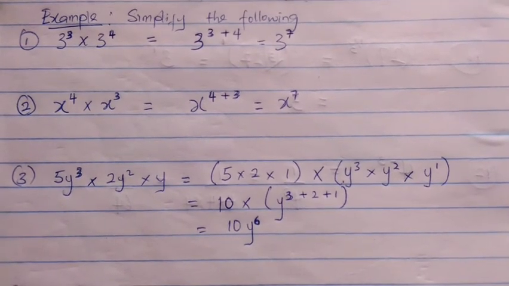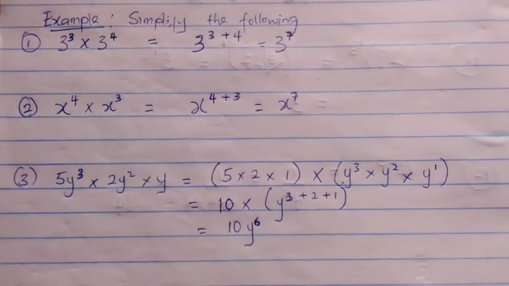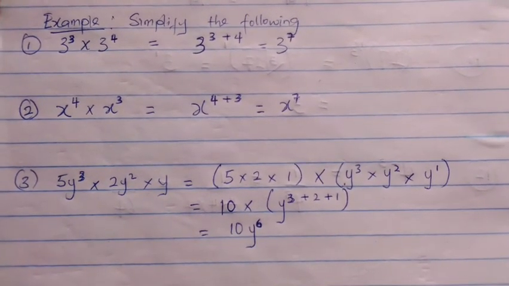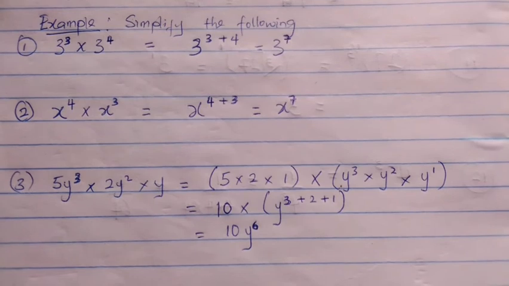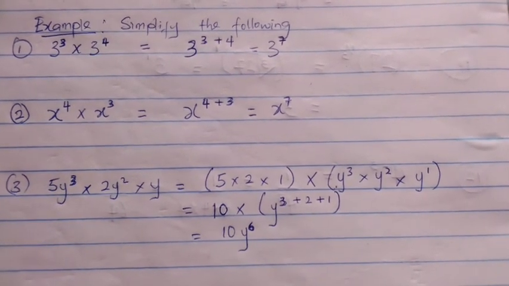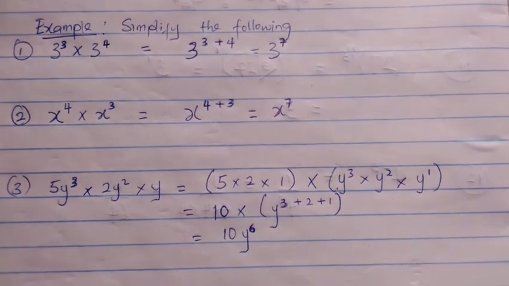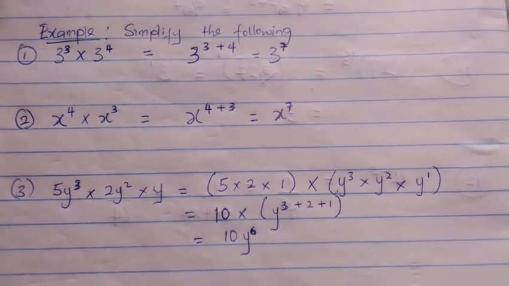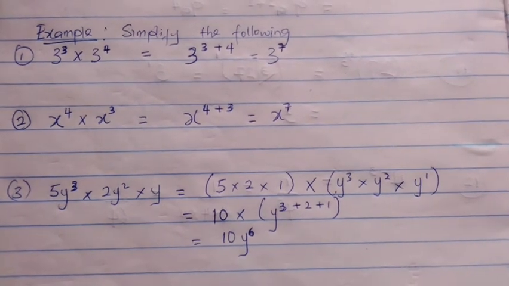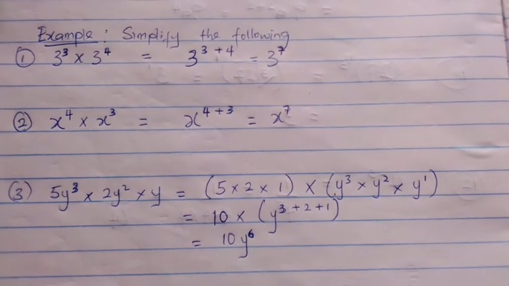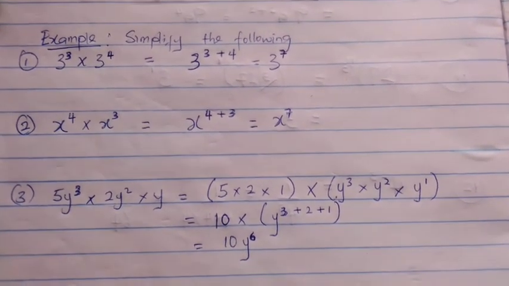For number 3 now, we are given 5y raised to power 3 times 2y raised to power 2 times y. In this case, you multiply the coefficients of y, that's the values beside y, you multiply them together, then you also multiply the y's together, which is 5 times 2 times 1 times y raised to power 3 times y raised to power 2 times y raised to power 1, where 5 times 2 times 1 is 10. And in the case of y, you add the powers because of multiplication. That's y raised to power 3 plus 2 plus 1. Finally, we have it as 10y raised to power 6.